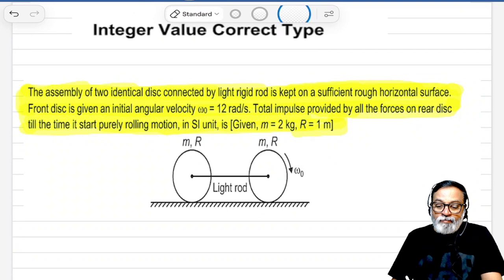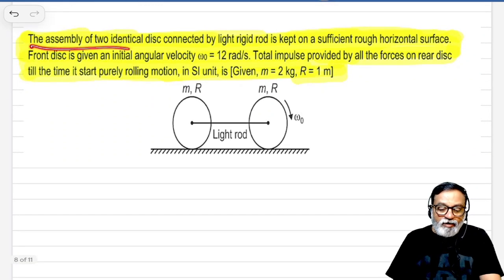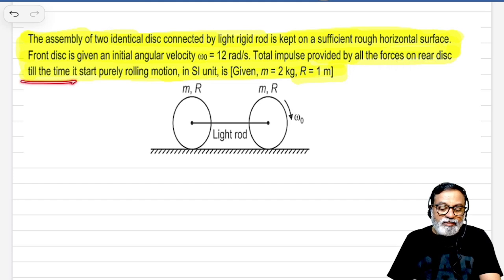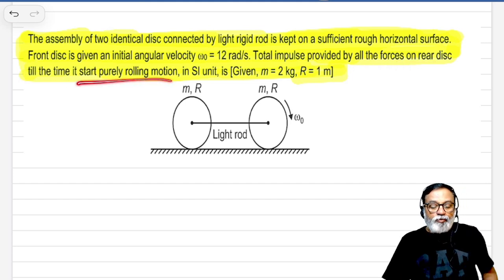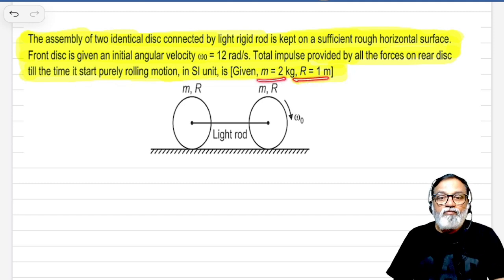See here, the assembly of two identical discs connected by a light rigid rod is kept on a sufficiently rough horizontal surface. The front disc is given an initial angular velocity omega naught. Find the total impulse provided by all the forces on the rear disc till the time it starts pure rolling motion. M is equal to 2 kg, R is equal to 1 meter.